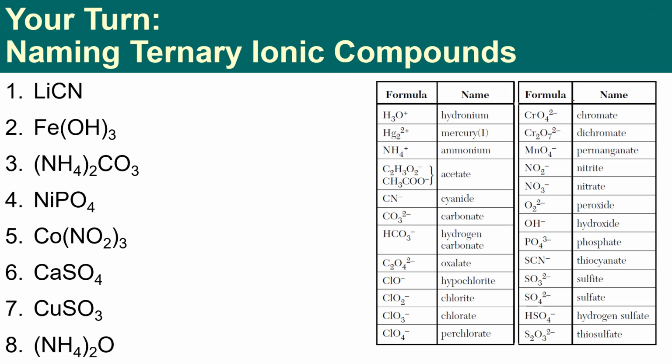So now it is your turn. Let's take everything that we have just learned in this video and try and name these ternary compounds. Make sure you peek at the periodic table to make sure that your monatomic metal is not a transition metal and does not need Roman numerals. And then name your polyatomic ion as it would be on table E. So pause the video now and then unpause when you get an answer.